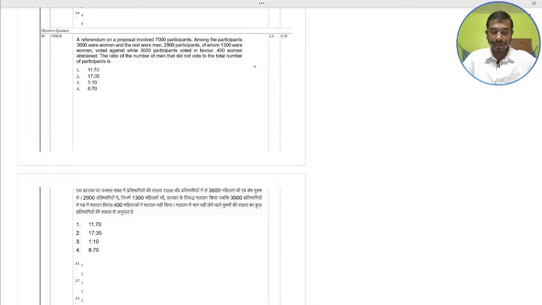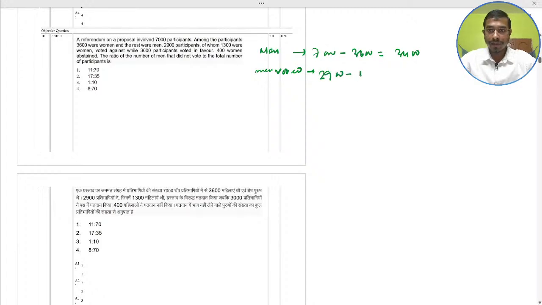The total men participants would be what? Total men means 7,000 minus 3,600. That would be 3,400. This is the total men. Out of this, 1,300 are women who voted. So men who voted, that is, what? 2,900 minus 1,300. That would be 1,600.